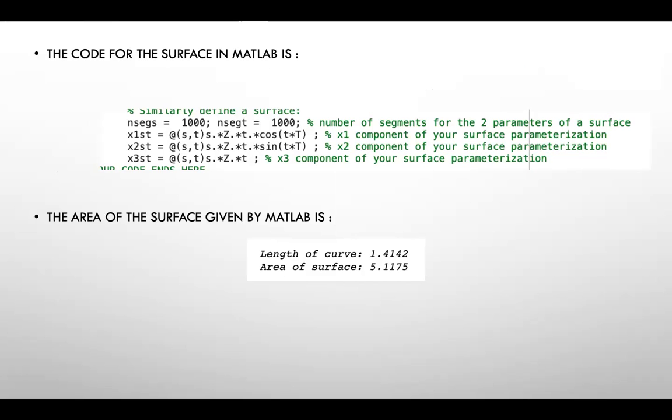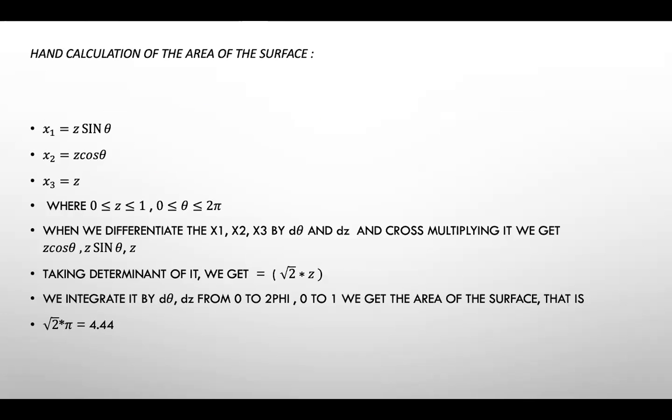So the area of the surface given by the MATLAB code is 5.1175. I made a hand calculation of the surface area. I differentiated the parameters x1, x2, and x3 by dz and d theta, and I cross multiplied them, and I got z cos theta, z sin theta, and z. I took the determinant of it, I got root 2 z, and I integrated root 2 z by d theta and dz from 0 to 2 pi and 0 to 1 to get the surface area, and I got root 2 pi as the surface area, which is 4.44.